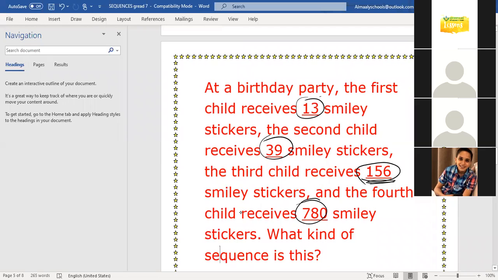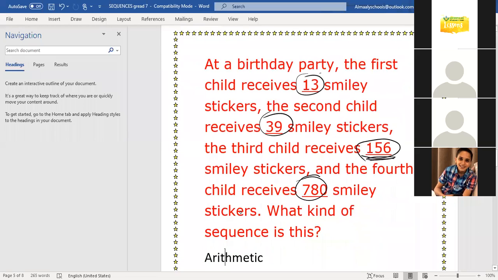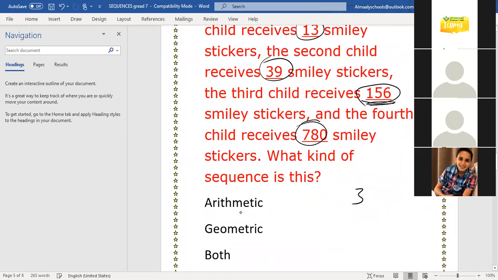Both. Okay. 13 multiply 3 equals 39. Now 39 multiply by 3. 3 multiply 9 is 27, and the carry is 2. 3 multiply 3 equals 9, plus 2 is 11. So 117. No, multiply by 4.